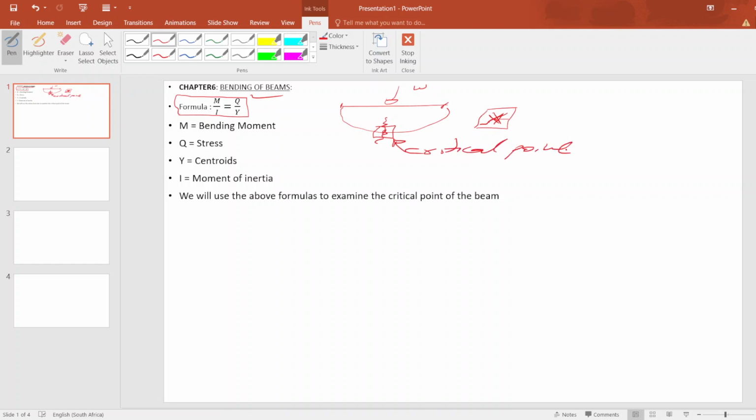Now, why is it called the critical point? That simply means that that's the possible area where your beam can fail as a result of the applied force.